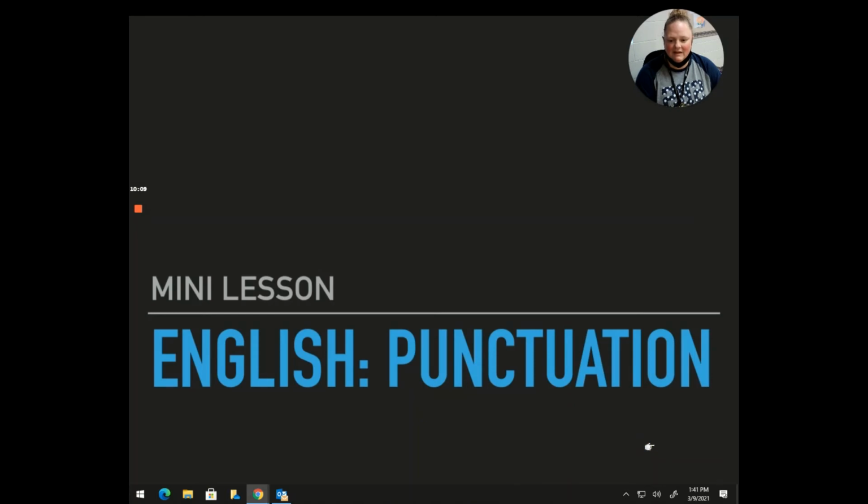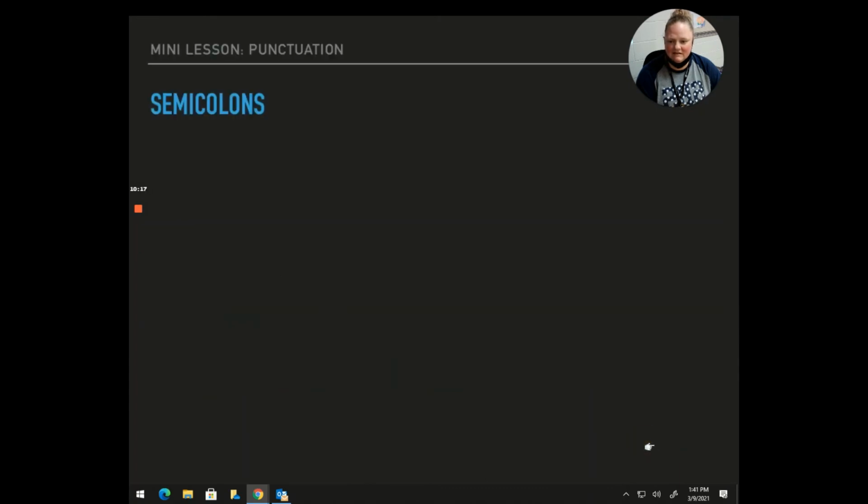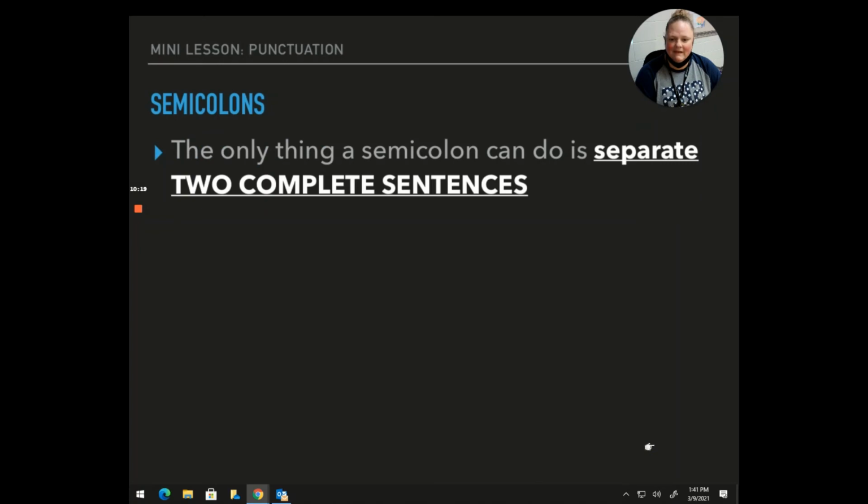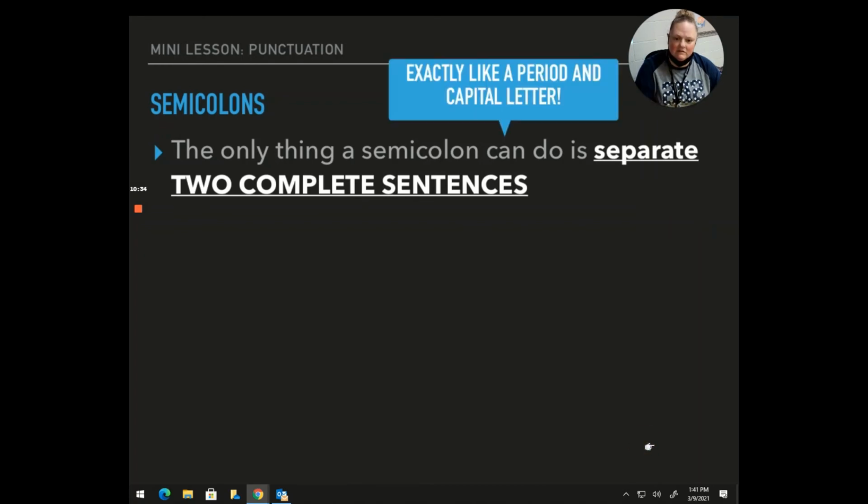Now we're going to go over punctuation: the semicolon, the colon, and dashes. Semicolons. The only thing that a semicolon can do is separate two complete sentences. You can join them with a semicolon. Yes, you can join them with a comma and a conjunction, but you can also join them with a semicolon. You get to choose. It's exactly like a period and a capital letter.